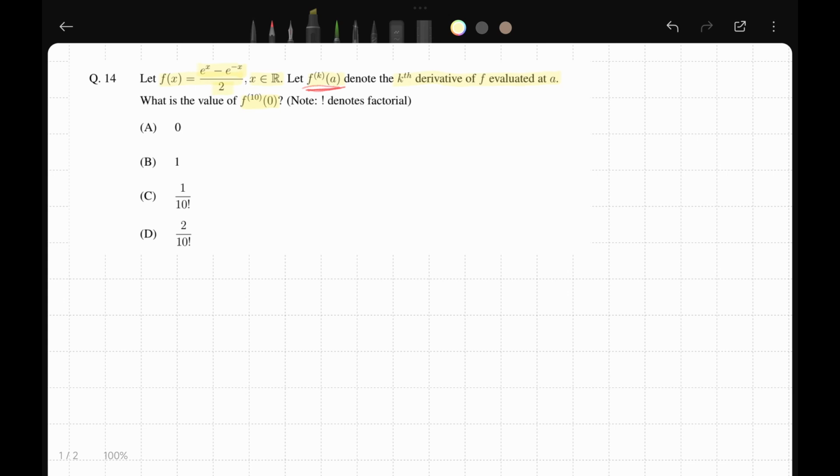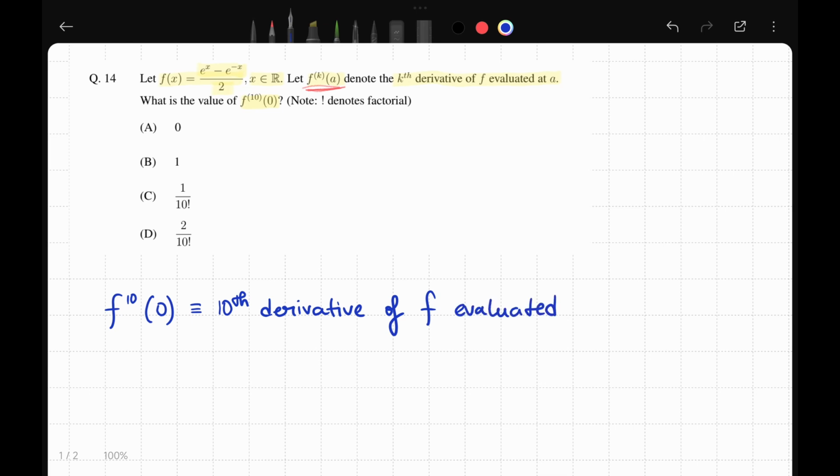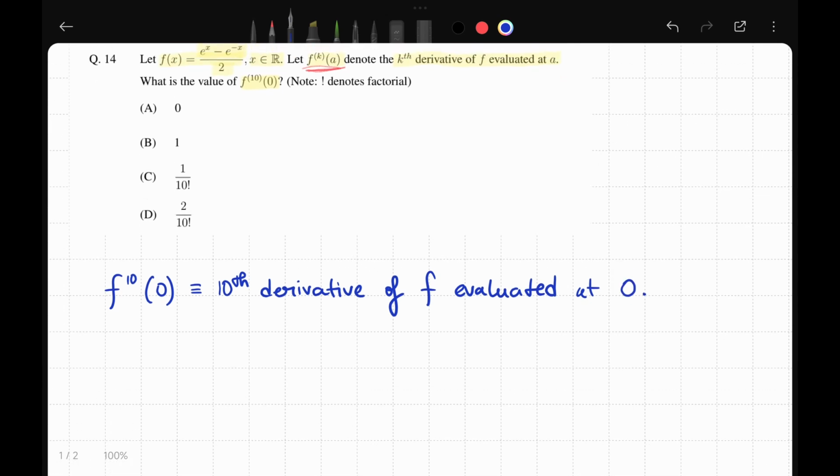So basically, let me write this down. f^10 of 0 denotes the 10th derivative of f evaluated at 0.